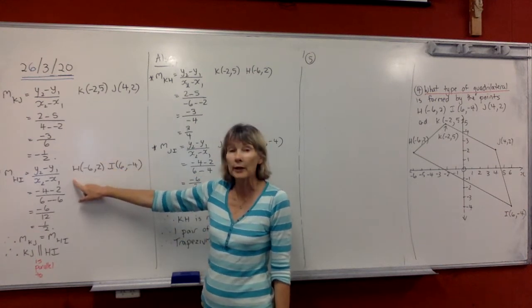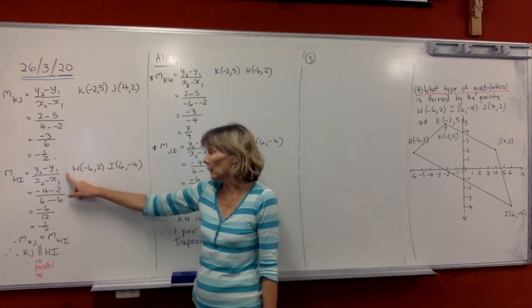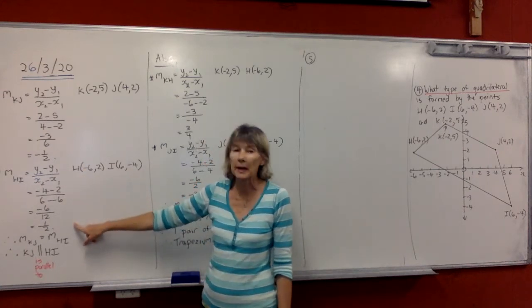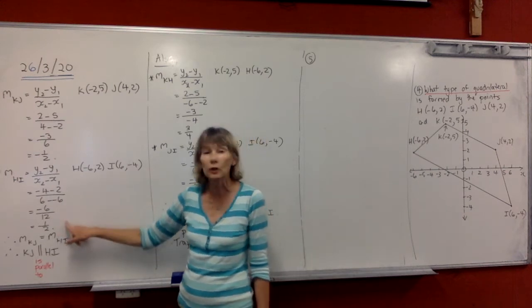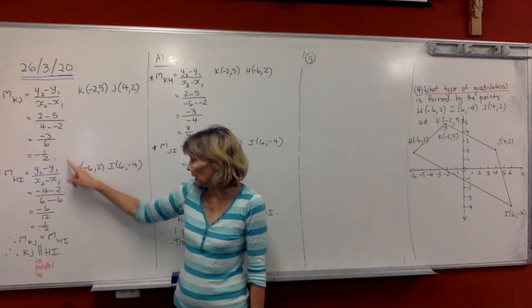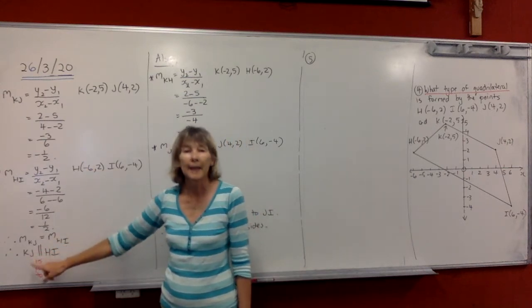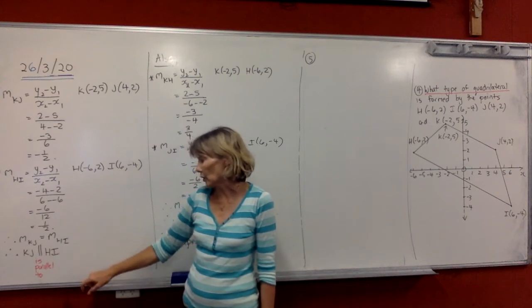Then we're going to find the gradient of HI using H and I in our gradient formula, and it works out to be a half. So we were right, they are parallel. But we have to conclude it the right way. So we're going to say, therefore, the gradient of KJ equals the gradient of HI. Therefore, KJ is parallel to HI.